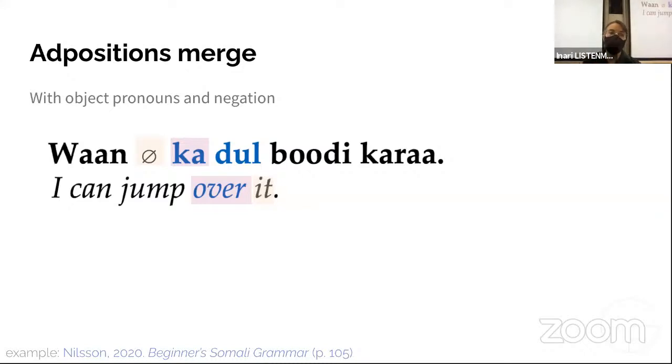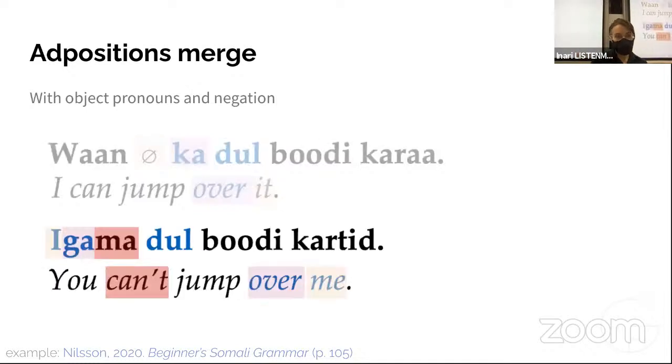So that was just to explain what this kadul is. And now we have a negation. First we had "over it," a third person pronoun, so it was just a zero, but now we say "over me." If we want to say "jump over me," that would be iga, because ka is the part that merges and it becomes iga when it's the first person singular object pronoun. And then the negation is also merged into that. So we have this orthographic word igama.